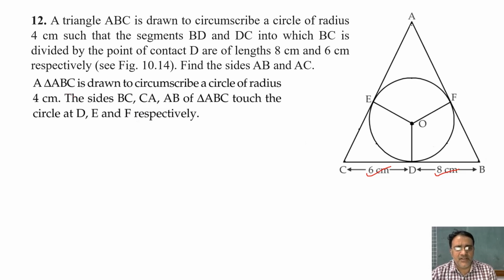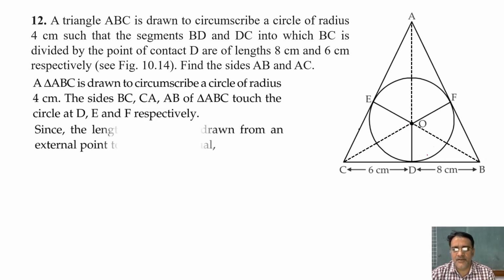So first of all, a triangle ABC is drawn to circumscribe a circle of radius 4 centimeter. The sides BC, CA and AB of triangle ABC touch the circle at points D, E and F respectively. Okay. So now what we will do, we will join OA, OC and OB.